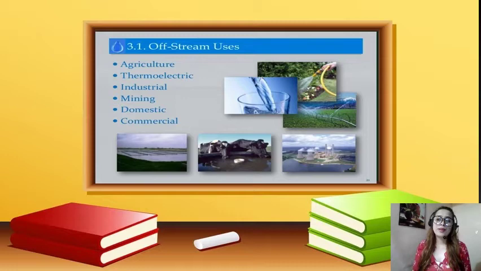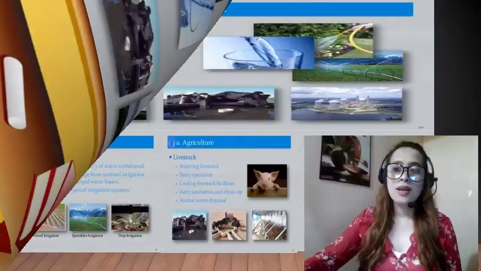We also have these offstream uses of water, which could refer to the agricultural use, thermoelectric use, industrial mining, domestic, and commercial use. So what are these agricultural, thermoelectric, industrial mining, and domestic commercial uses?